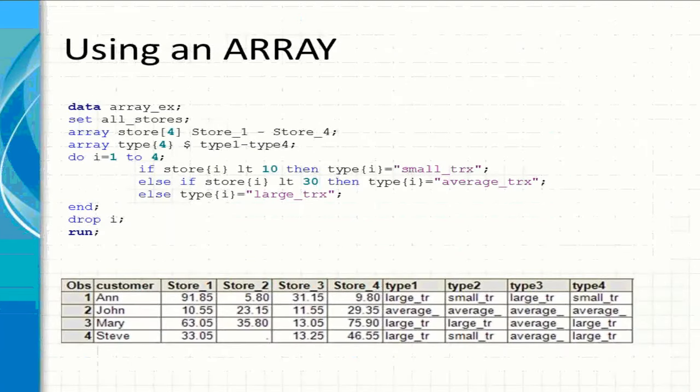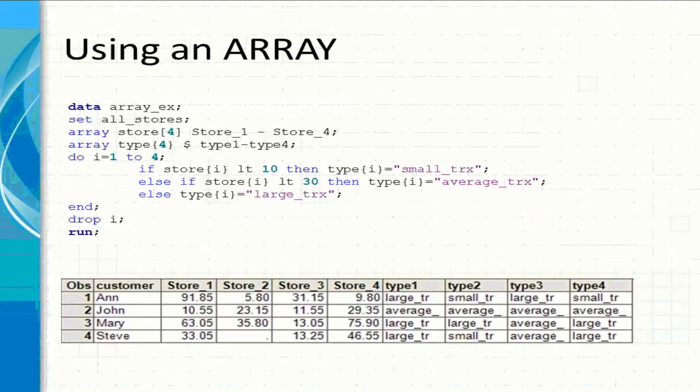So how do you use an array? You basically define the array via the array statement, after which you give it a name. In this case, say we have two of those, store and type. You then define the dimensionality of that array. You can use square brackets, parentheses, or even curly brackets. My advice to you is that you always stick to the same type of brackets throughout your code.